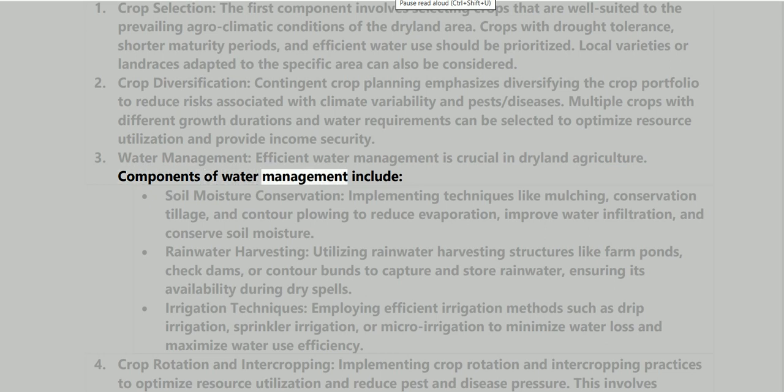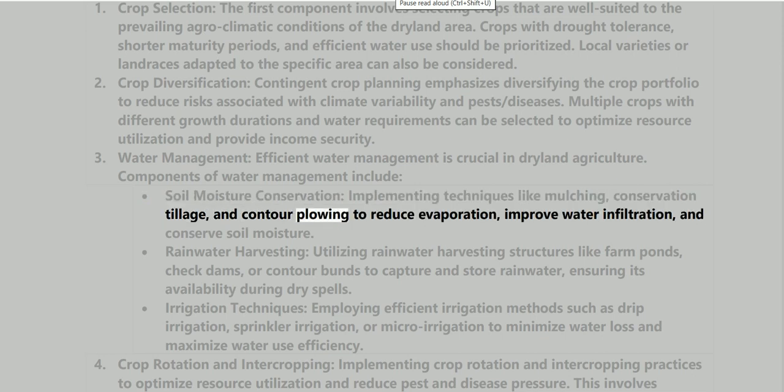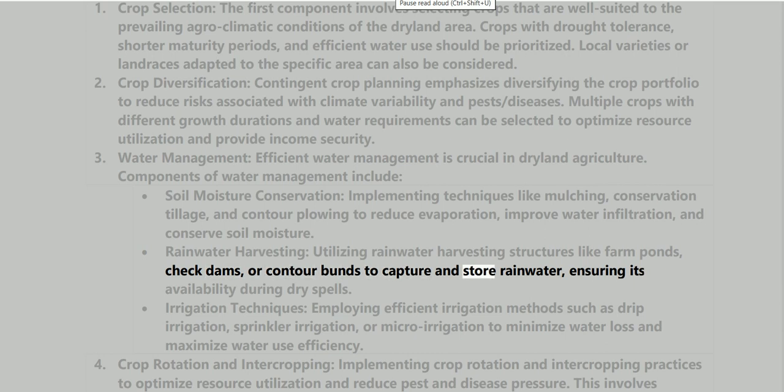Components of water management include: soil moisture conservation, implementing techniques like mulching, conservation tillage, and contour plowing to reduce evaporation, improve water infiltration, and conserve soil moisture. Rainwater harvesting, utilizing rainwater harvesting structures like farm ponds, check dams, or contour bunds to capture and store rainwater, ensuring its availability during dry spells.